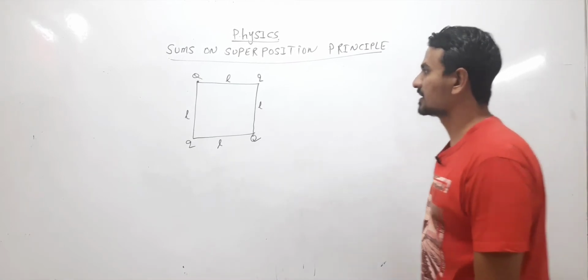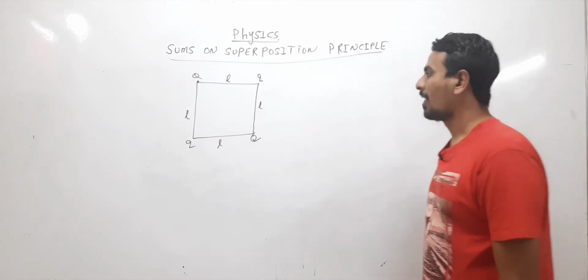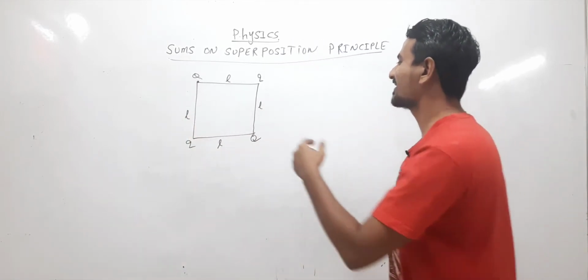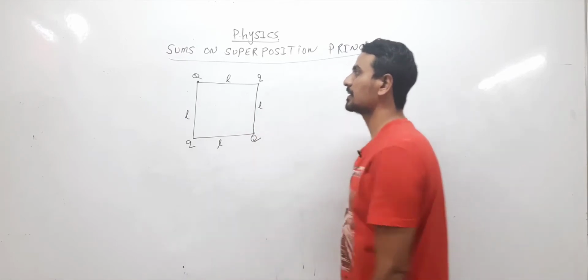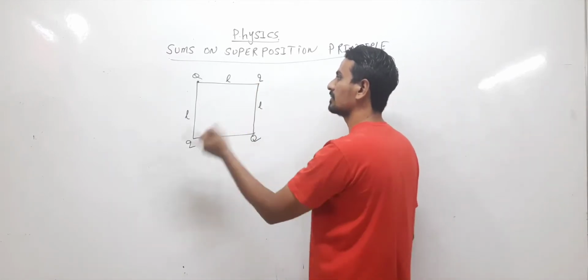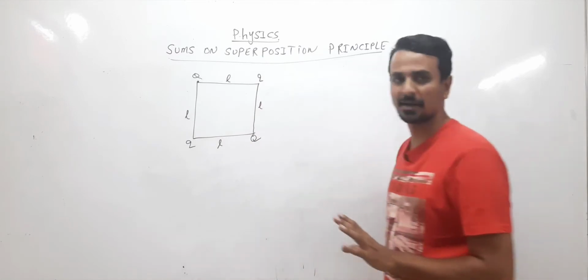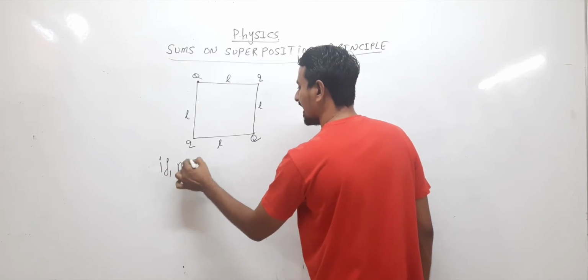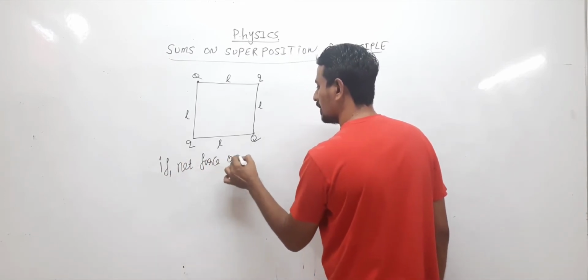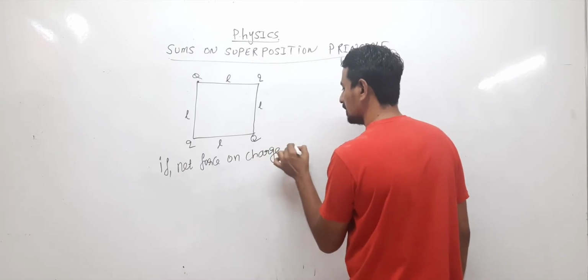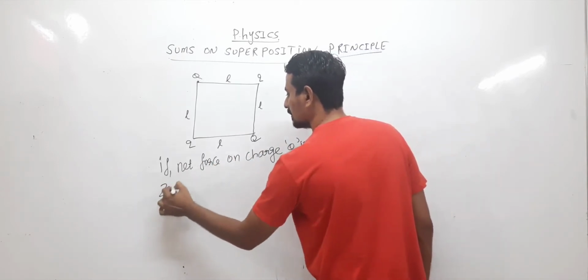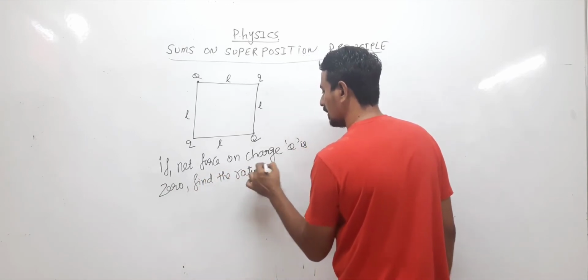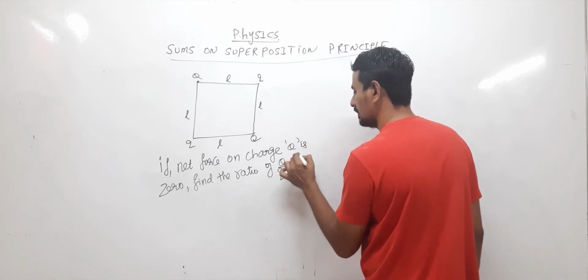One more question which is based on the superposition principle. There is a square of side length L, right? On the opposite corners, capital Q charges are placed, and on the other opposite corners, small q charges are placed, right? The question says if the net force on charge Q is 0, find the ratio of q by Q.